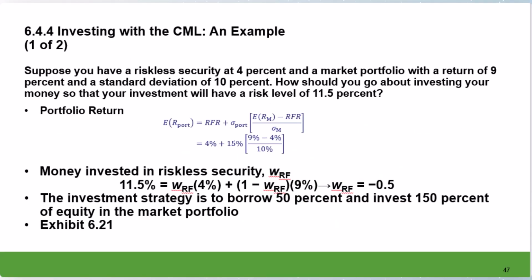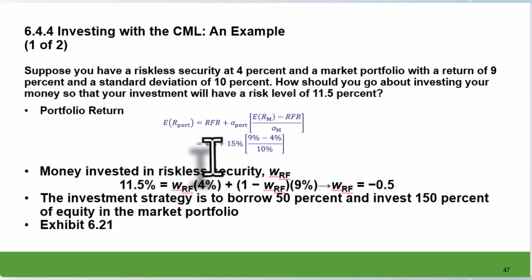So we need to solve for the weight of the risk-free asset, right? How do we invest? How do we use this? So let's say that the weight of the risk-free asset plus the weight of the risky asset has to add up to 1. We're going to invest all of our money. So the weight of the risk-free is also equal to 1 minus the weight of the risky asset.